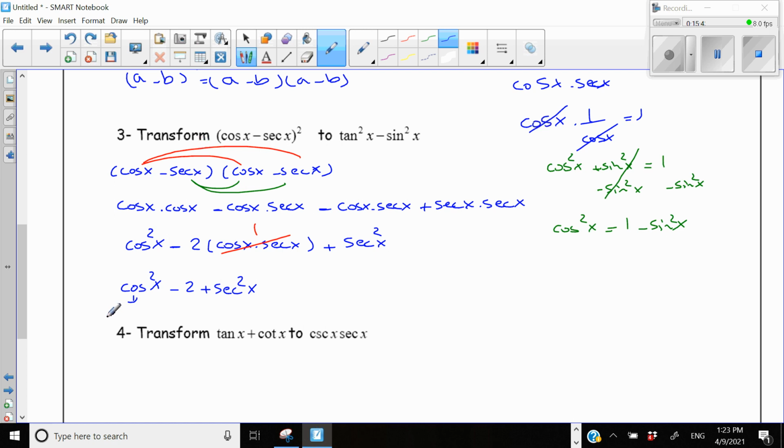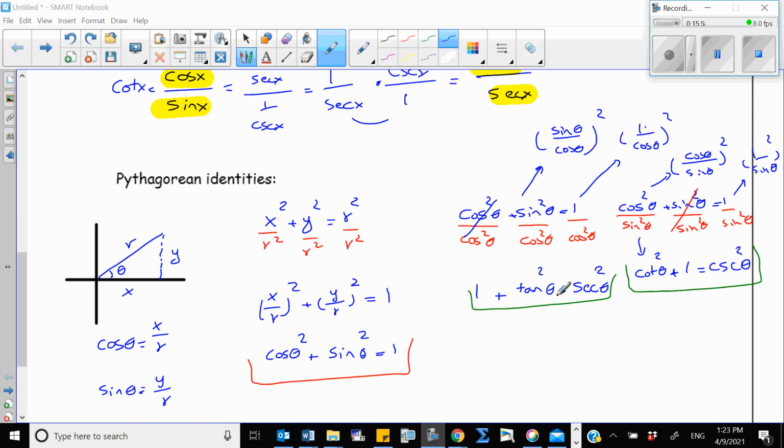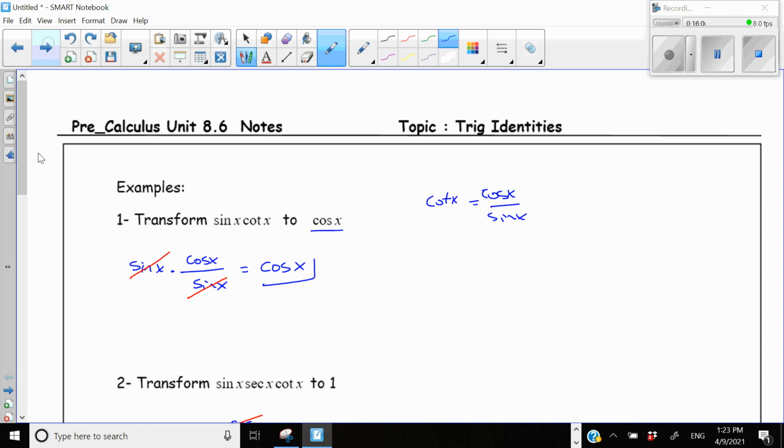So instead of this, I'm going to write 1 minus sine squared of x. Okay, and then I'm going to write minus 2. Now, how about secant squared? Are we able to change this to tangent? Again, if we go back to the Pythagorean identity, we had secant squared equal to 1 plus tangent squared. So I'm going to use the same thing here.